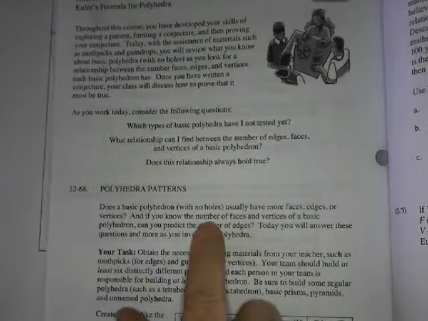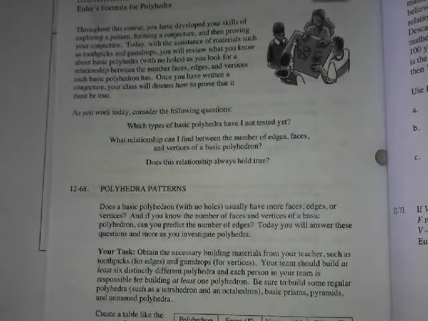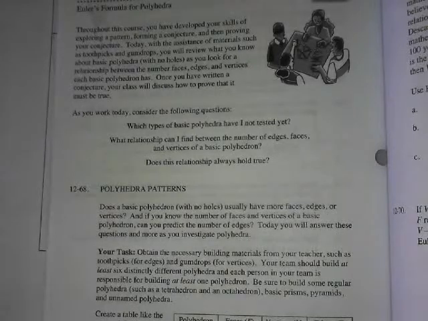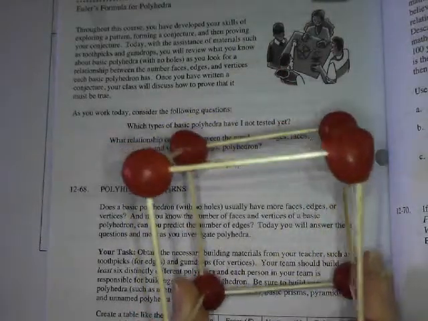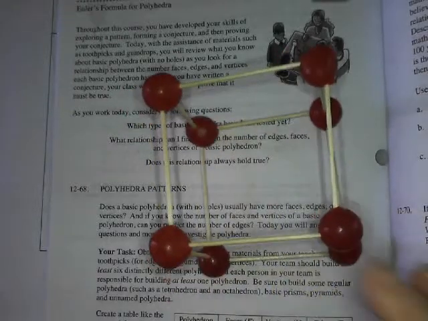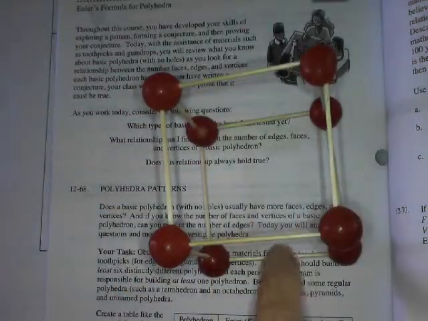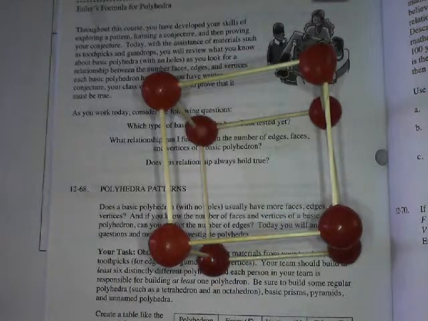So the question is, does a polyhedron usually have more faces or more edges or more vertices? When I first saw that, I just wanted to ask myself, a cube has 6 faces, and how many edges does a cube have? 1, 2, 3, 4, 5, 6, 7, 8, 9, 10, 12. So a cube has 12 edges.